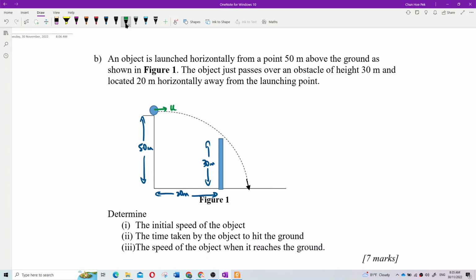This is a horizontal projectile. One thing about the horizontal projectile is u equals ux. Understand? The initial velocity is ux, and then uy equals 0. This is about horizontal projectile. Do you know that, class? You must know this. uy is 0.